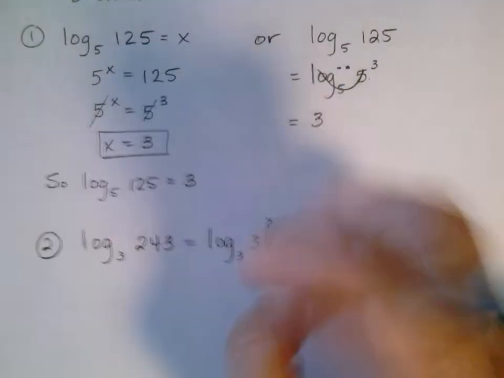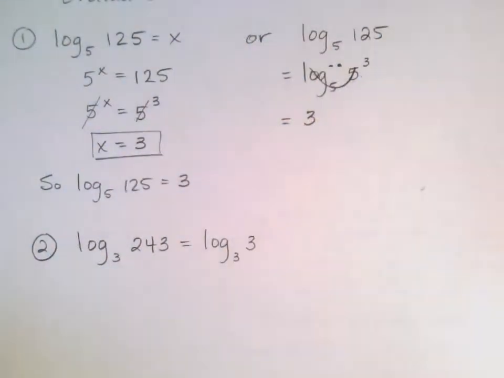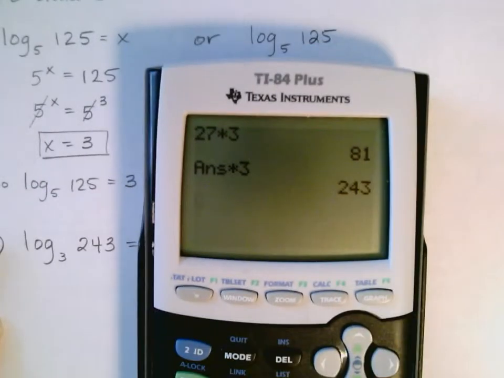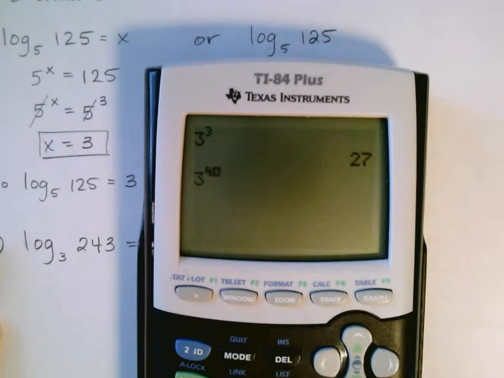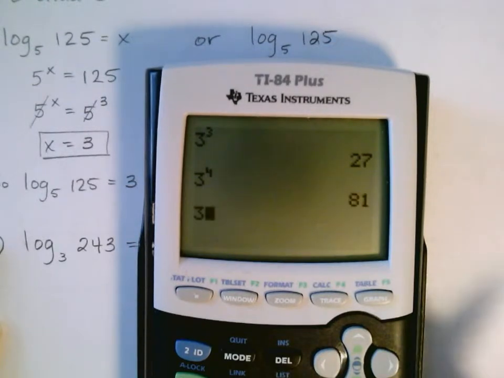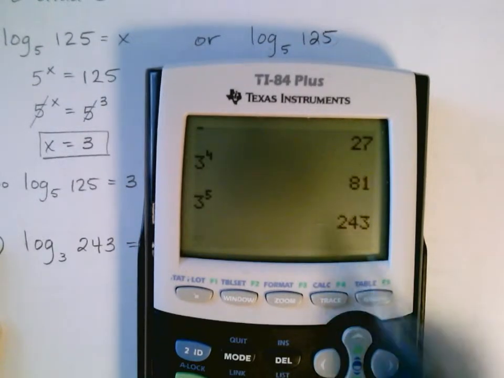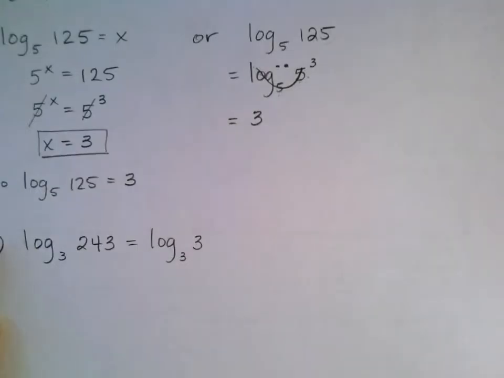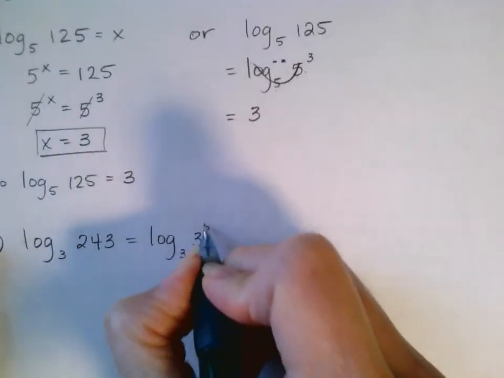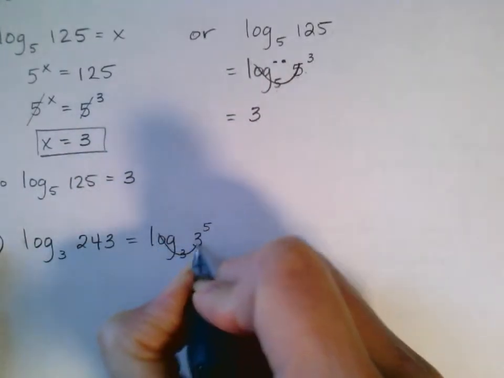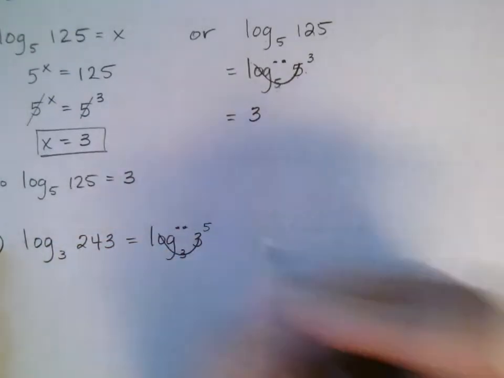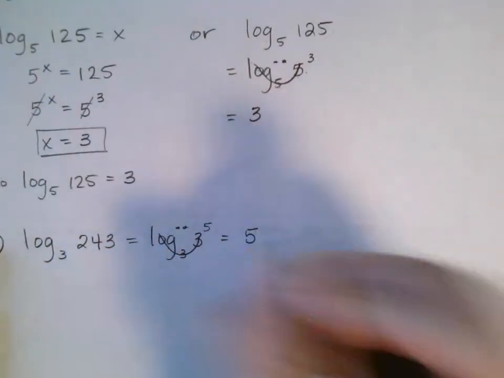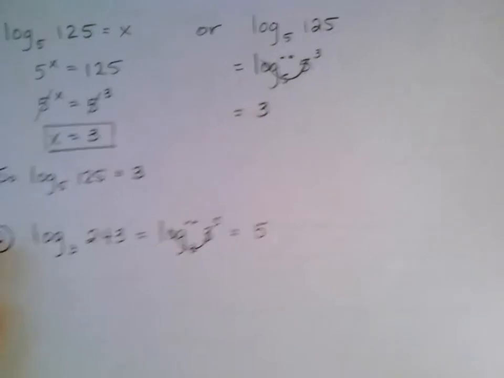If you don't know it right off the top of your head, you can try 3 to the third power, I know it's 27. How about 3 to the fourth power? That's not going to work. 3 to the fifth power. Yep, that worked. So 3 to the fifth power. Yay, I'm happy. There's my smiley face. 5 is my answer. So why am I showing all this to you?